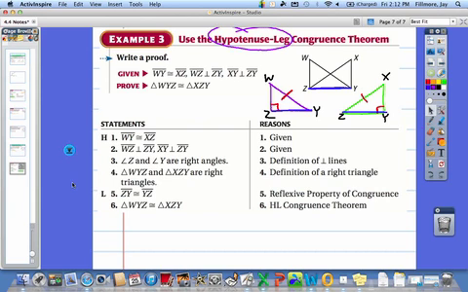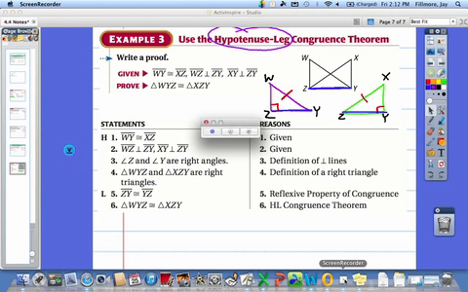This concludes a brief overview of section 4.4. Questions, as always, I'll take in class, and I hope this video helps a little bit, especially if you're absent. This is a great way to get caught up.